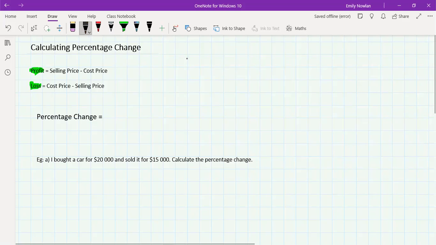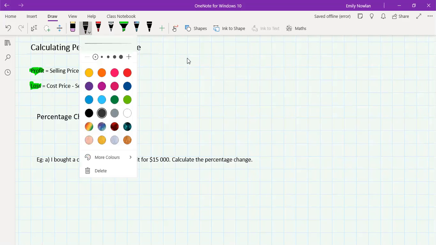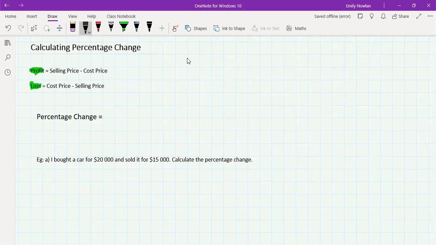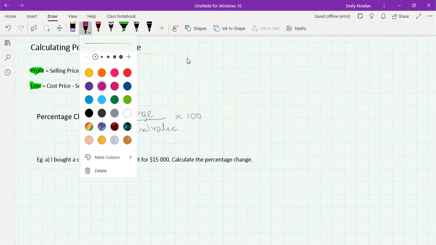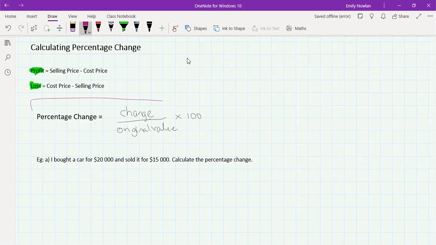So we're doing percentage change today, and we need the formula for percentage change. The formula is you have the change, or the value of the change, over the original value, and then you multiply it by 100 to turn it into a percent. So then you want to put that in a box or something to remember it by. It's an important formula. It makes it much easier to do percentage change if you can remember that.